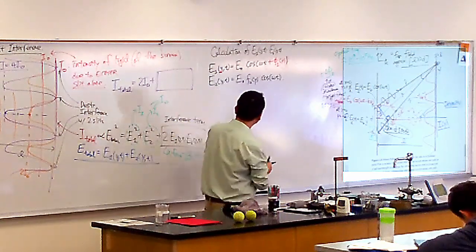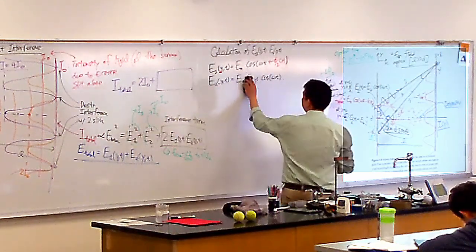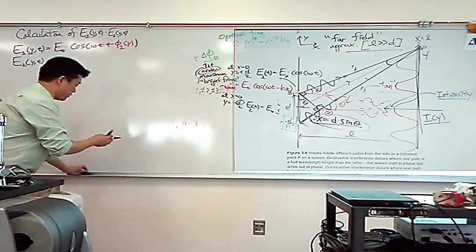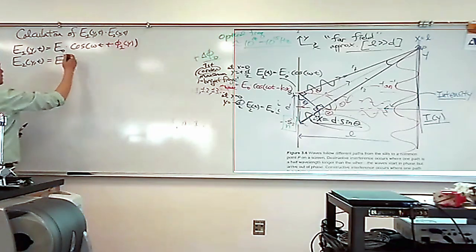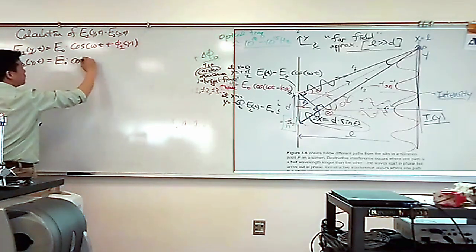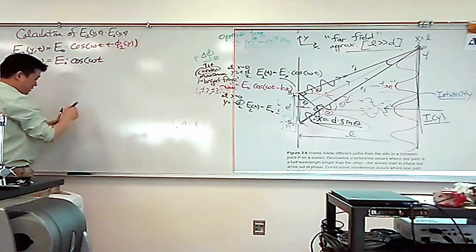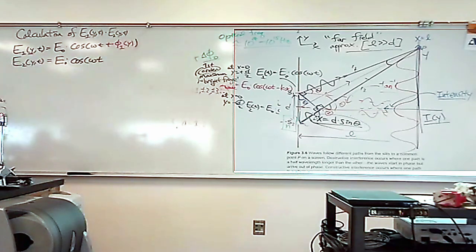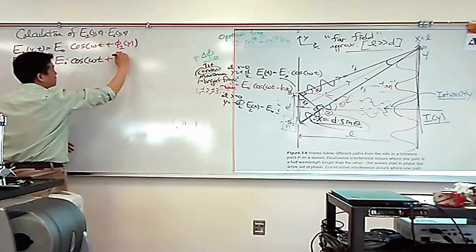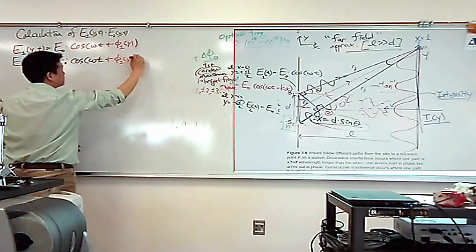So let me do it this way for slit number 1, and do it the exact same way for slit number 2. So it'll be E naught times cosine of the same frequency, and then it'll be plus a different phase factor. And it's because those two slits are slightly separated, how much the phase changes will be different. So it's plus phi 2 of y.